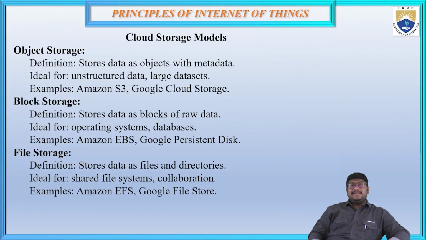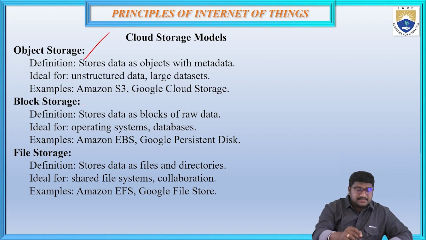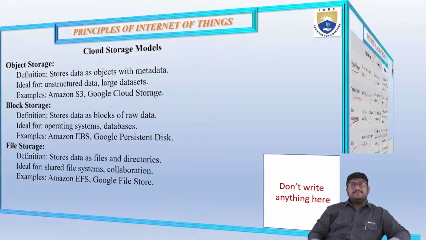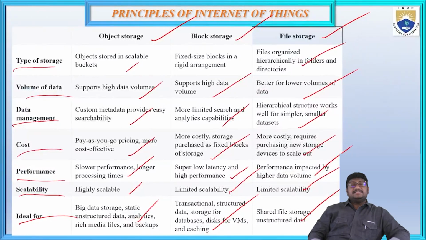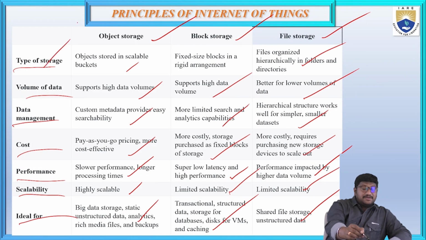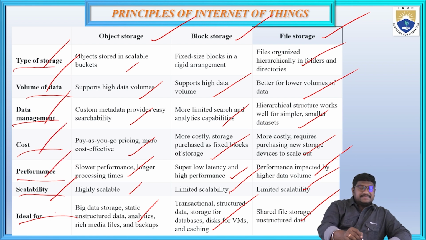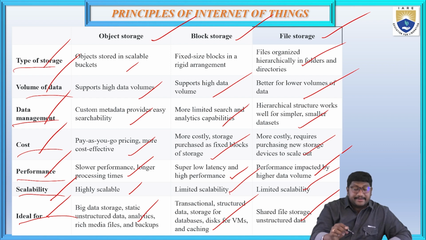And as I told you, three models: object, block, file. See, the same things which we discussed previously. And coming to the differentiation of these three models by taking multiple aspects such as types of storage, volume of data, data management, cost, performance, scalability, and which is ideal for. And by taking these aspects, I have narrated to you briefly.